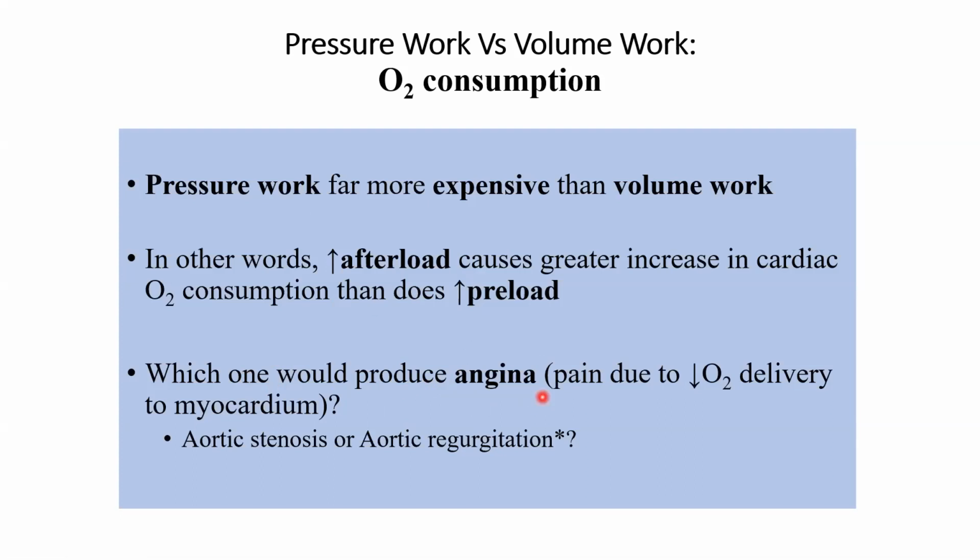So when there is not enough oxygen delivery, the myocardium becomes ischemic. Ischemia is a painful situation, whether it's in the myocardium or elsewhere. And that is the pain that you get with a heart attack. That's called angina. So which one, aortic stenosis or aortic regurgitation, would produce more angina?